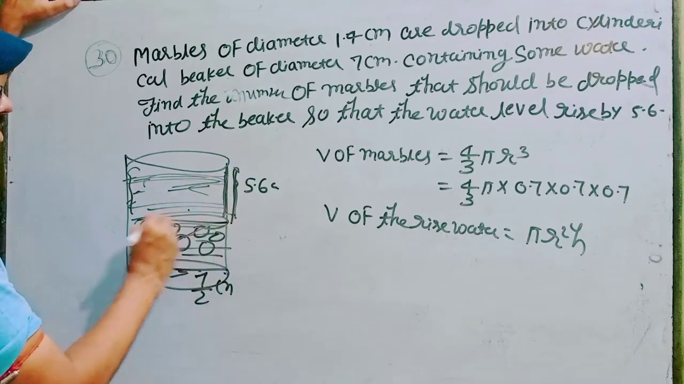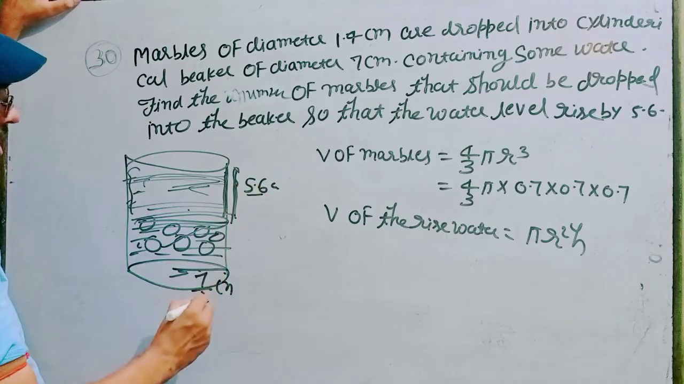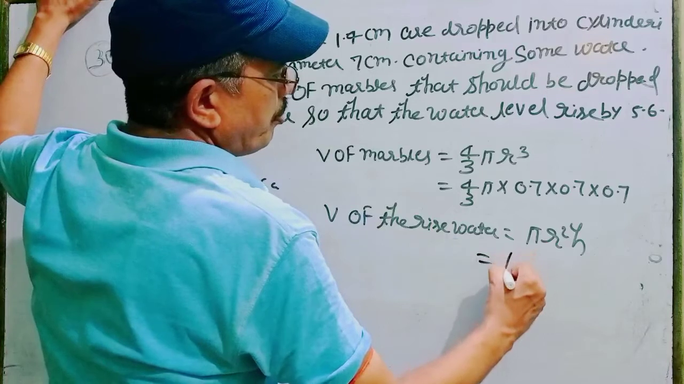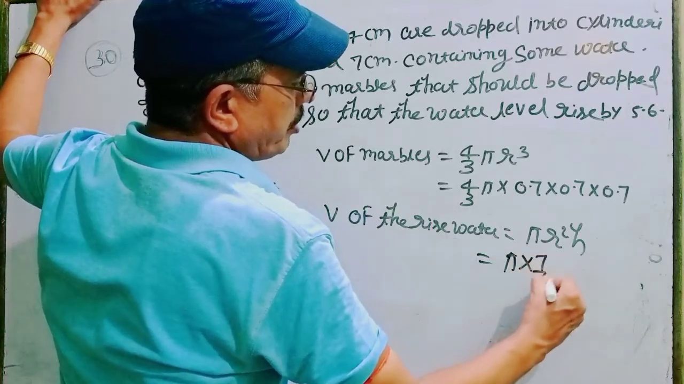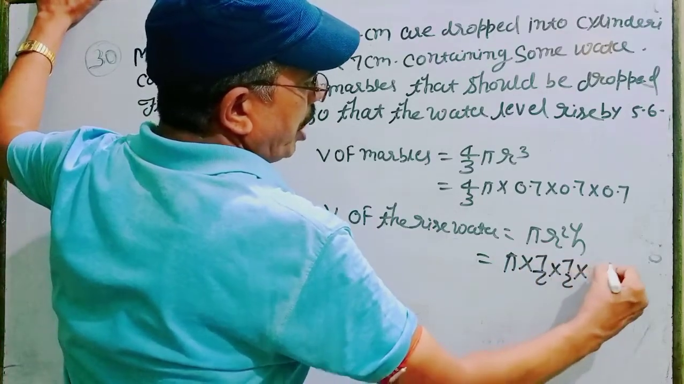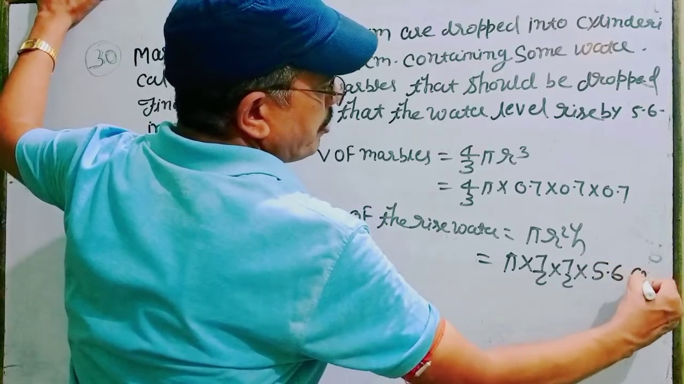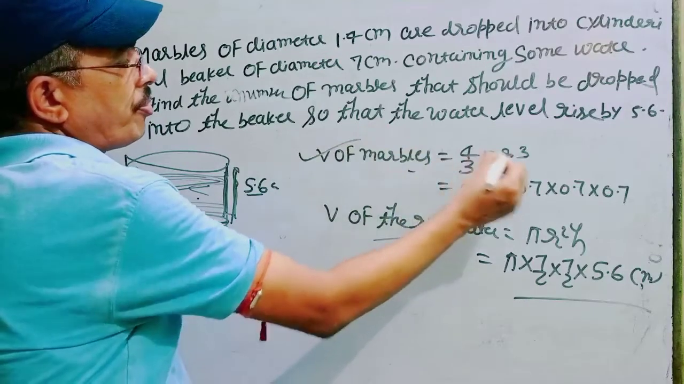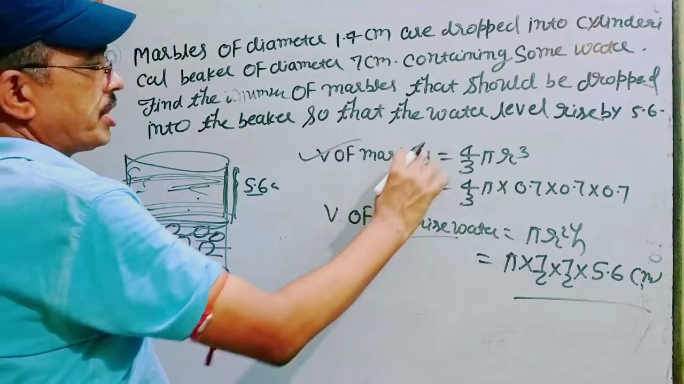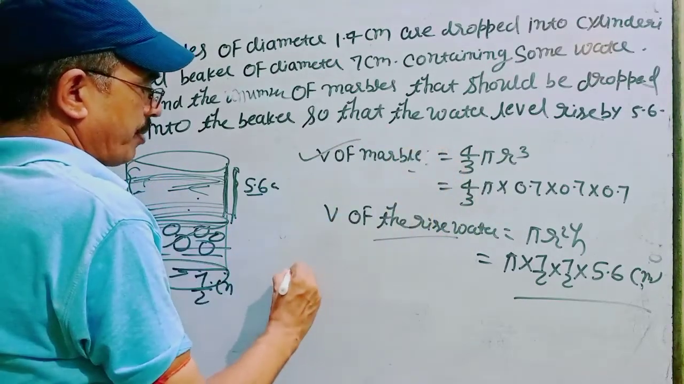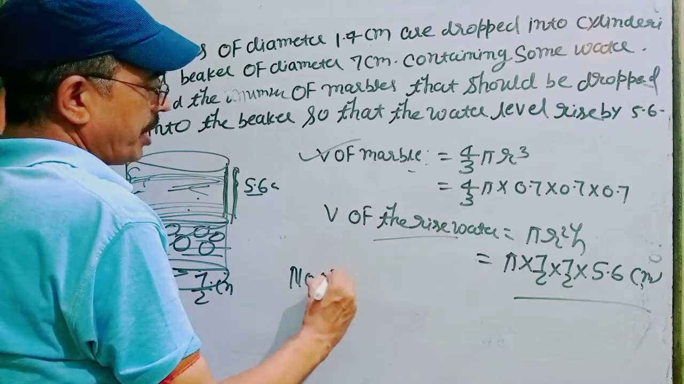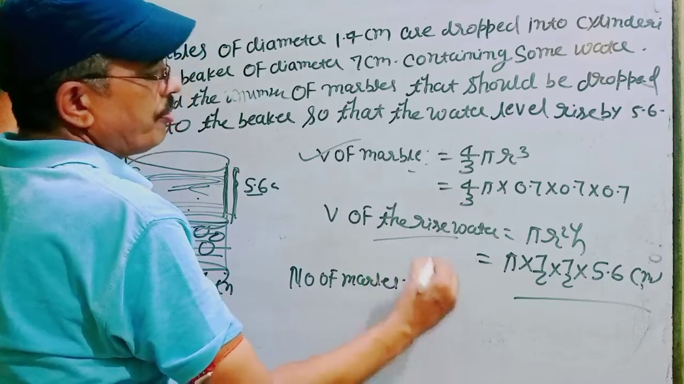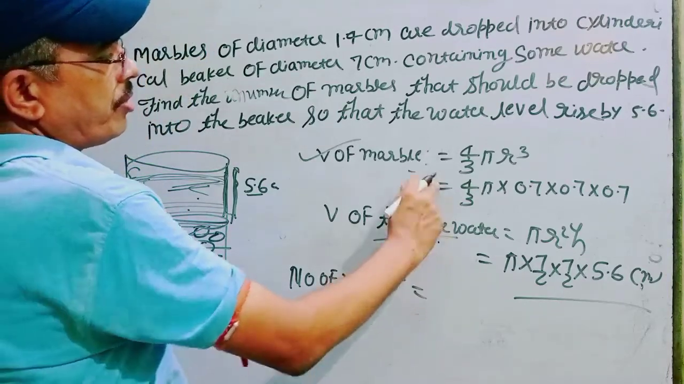This part is also a cylinder whose height is 5.6 and radius is 7 by 2. So you write here pi, radius is 7 by 2 into 7 by 2 and height is 5.6 centimeter cube. It is the volume of risen water. So your question is, what is the number of marbles? Number of marbles is equal to volume of water divided by volume of marble.